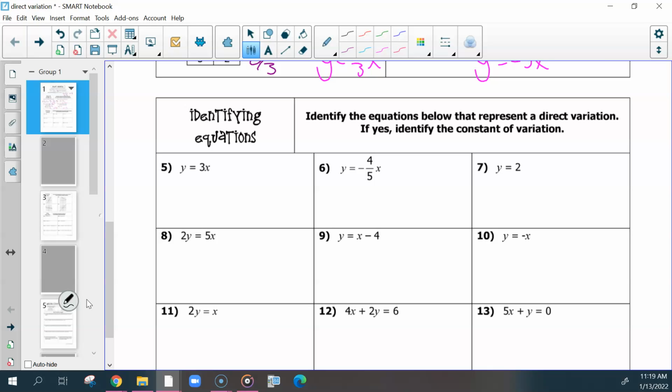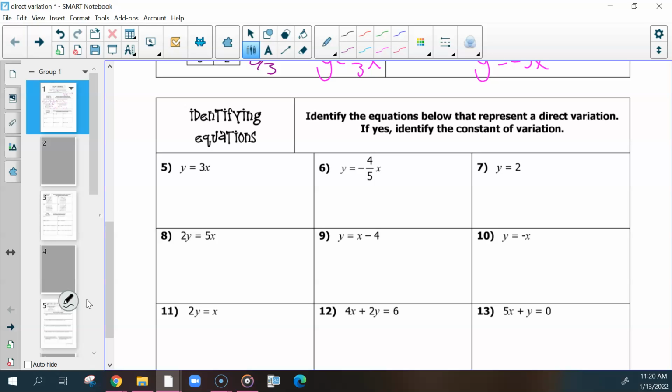So if they are written in the form y equals kx, which would mean they're a line, so they're linear. So if they're linear and they have a y-intercept of 0, then it's a direct variation. If it's not a line, so let's say I had like a square root or cube root, something else that would make this not a line or not in slope-intercept form, then you can say it's not direct variation. Or if it's a line but the y-intercept is not 0, we can say it's not a direct variation.